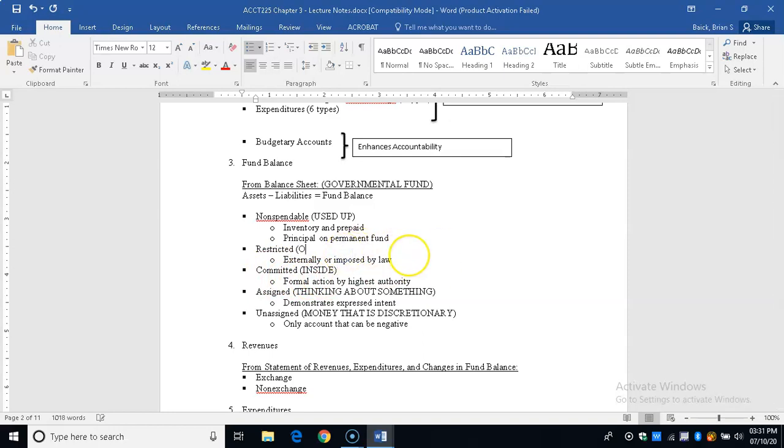What about if somebody on the outside says that you need to spend money for something? For example, let's say that the federal government says that you have to set aside $100 million for education. That's somebody on the outside telling you how you have to spend your money. Those types of fund balance are called restricted.